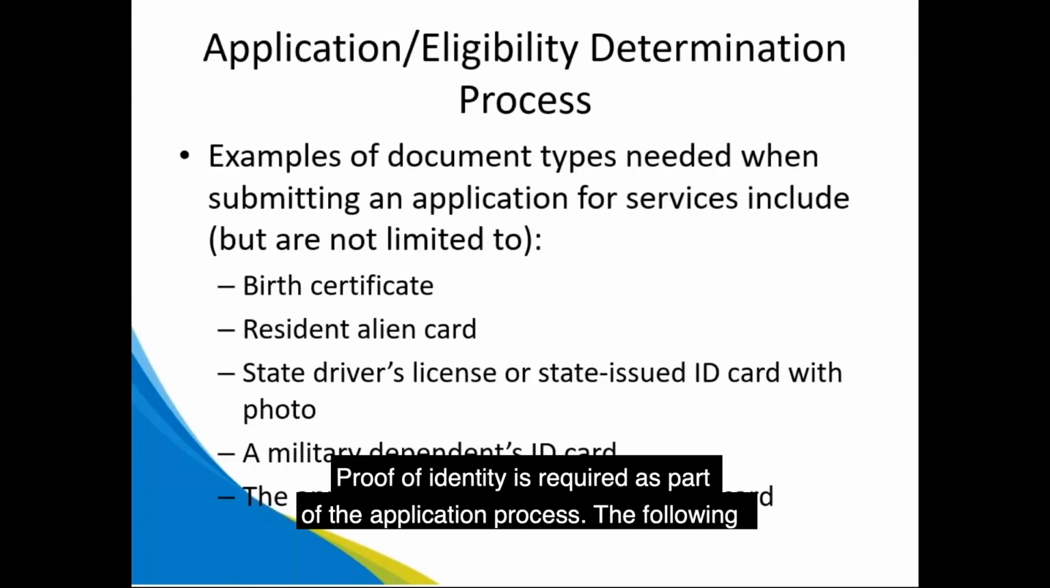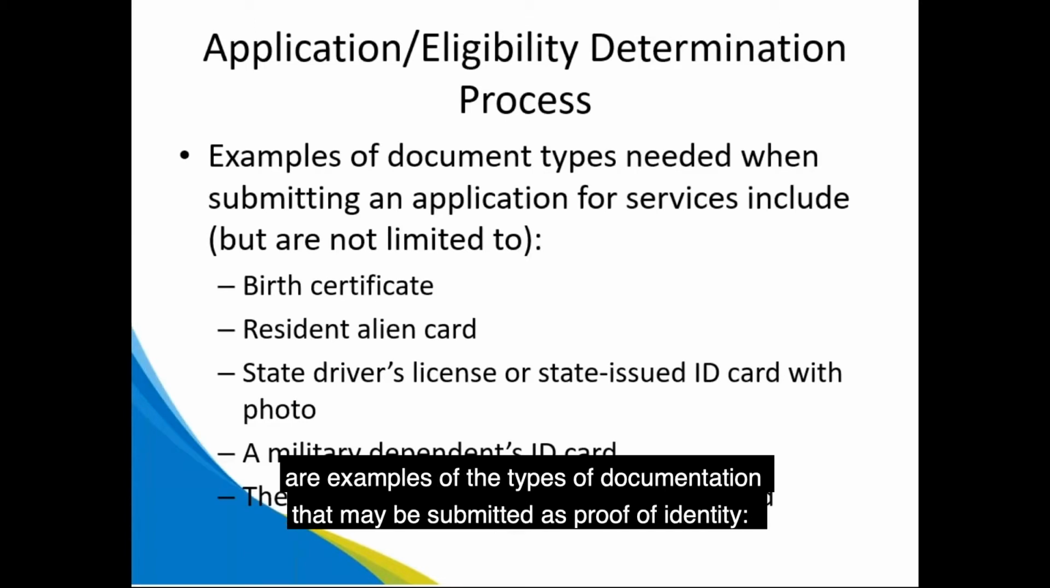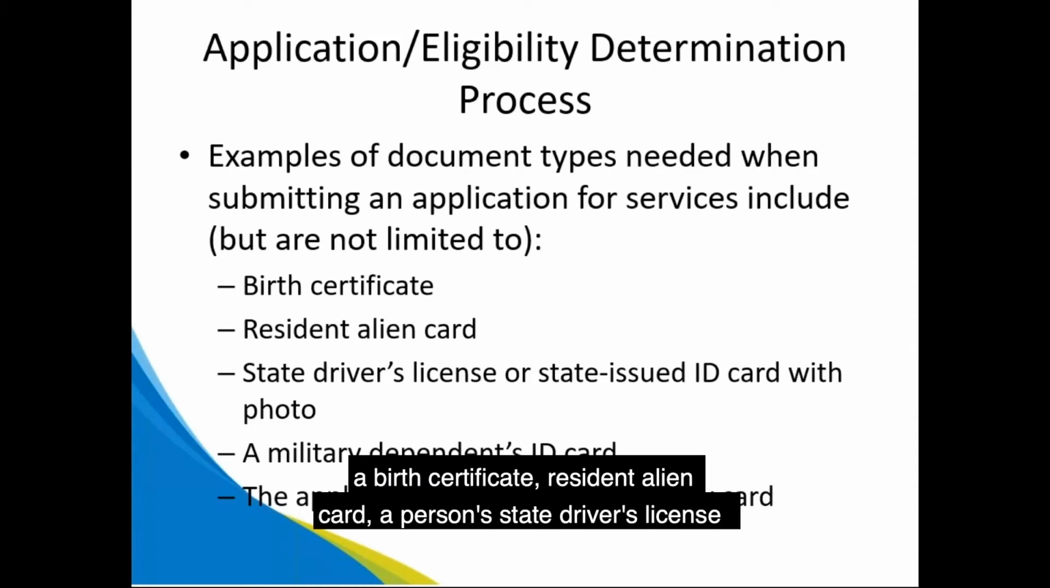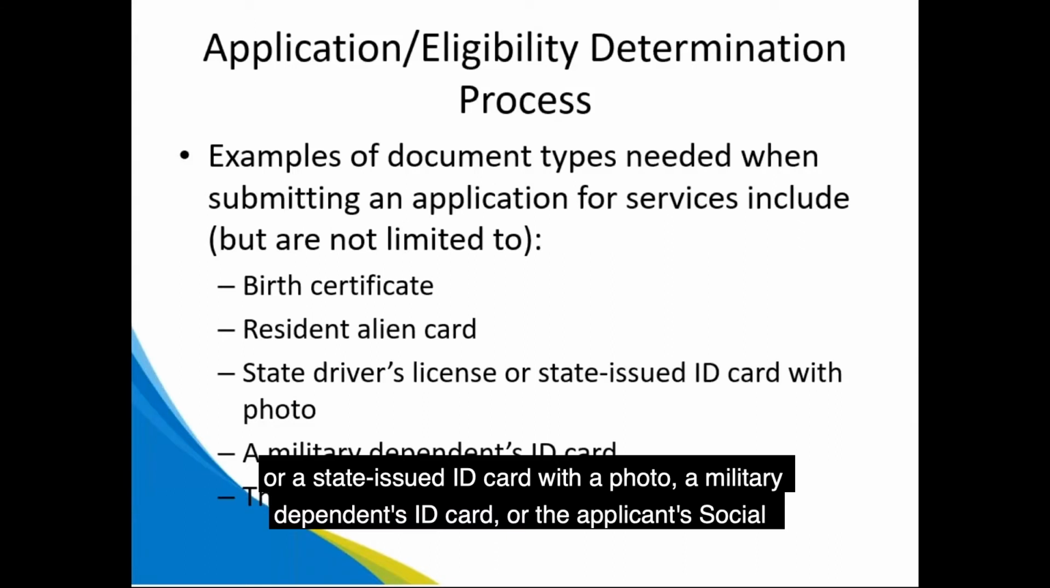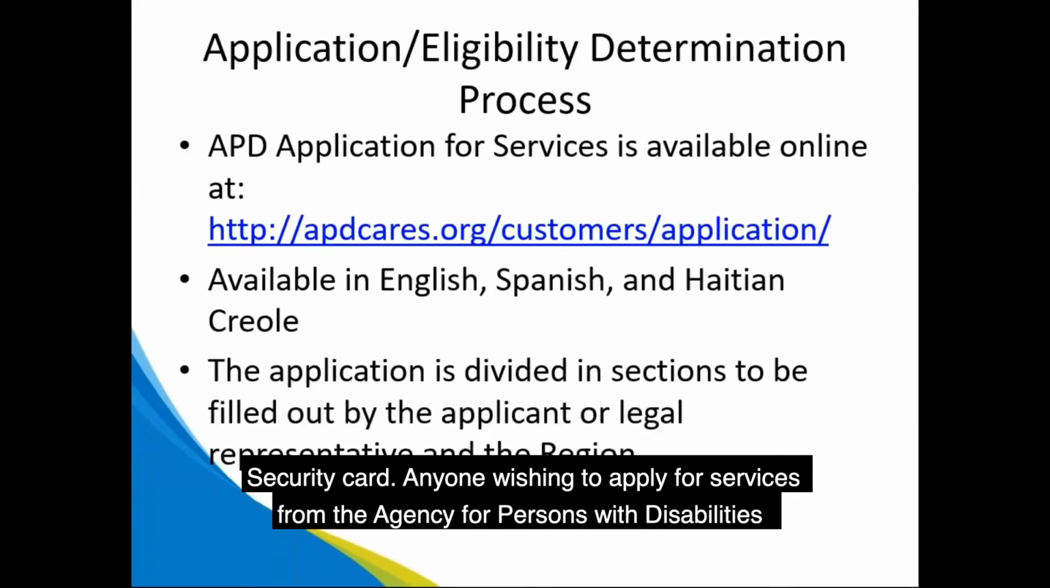Proof of identity is required as part of the application process. The following are examples of the types of documentation that may be submitted as proof of identity: a birth certificate, resident alien card, a person's state driver's license, or a state-issued ID card with a photo, a military dependent's ID card, or the applicant's Social Security card.